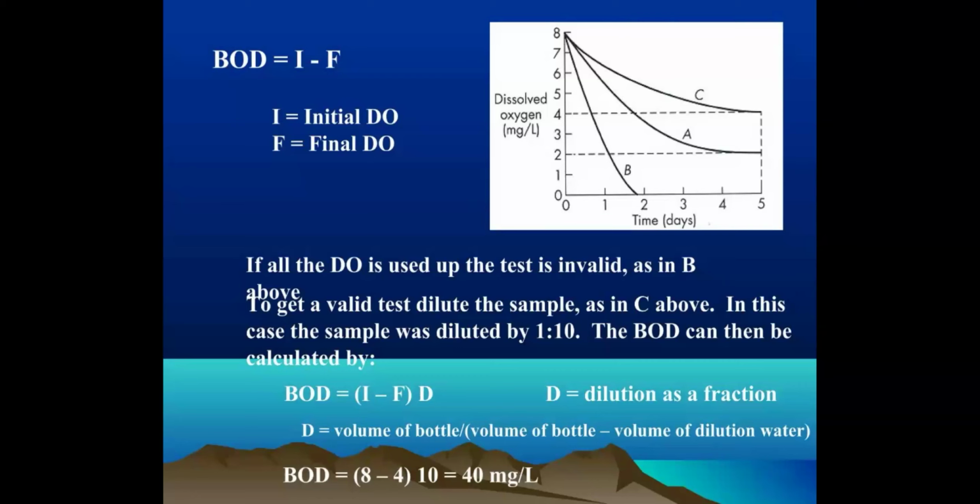The BOD can then be calculated as I minus F. What's the meaning? I is the initial dilution oxygen concentration, this one, and F is the final DO. D is equal to dilution as a fraction.